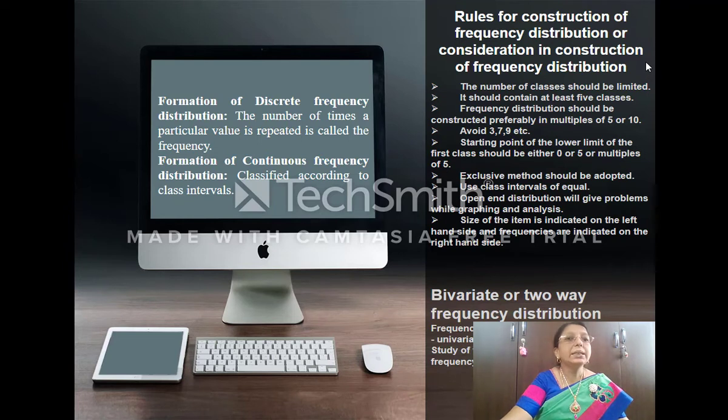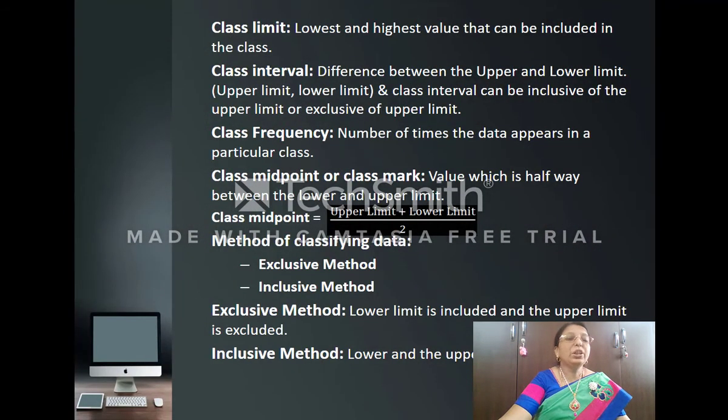That is nothing but, as the name says, two variables: bivariate. When two variables are considered and put into a table, then it is a bivariate frequency table. Now, as we already saw, class limit is the lowest and the highest value that is included in the class. If it is 0 to 10, the lowest value is 0, the highest value is 10 that can be included over there. Class interval is the difference between the upper and lower limit. So 10 minus 0 is 10. If your class interval is 10 to 20, 20 minus 10, again 10. So that is the class interval.